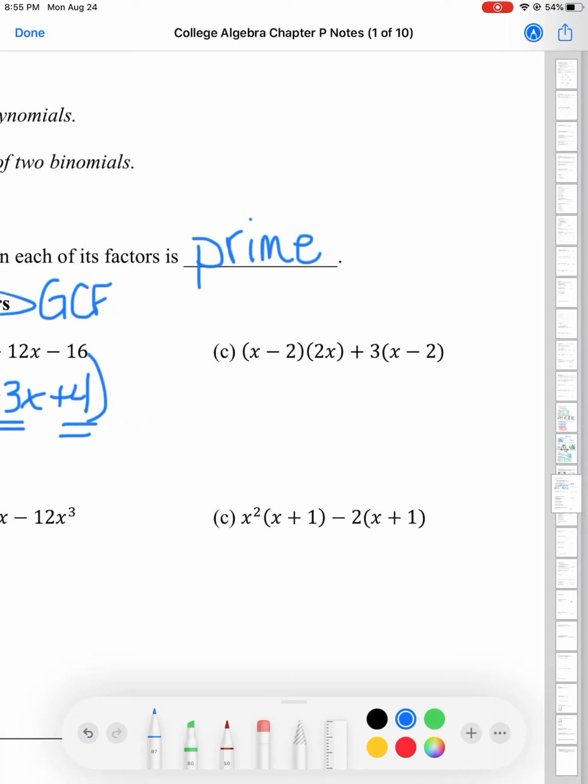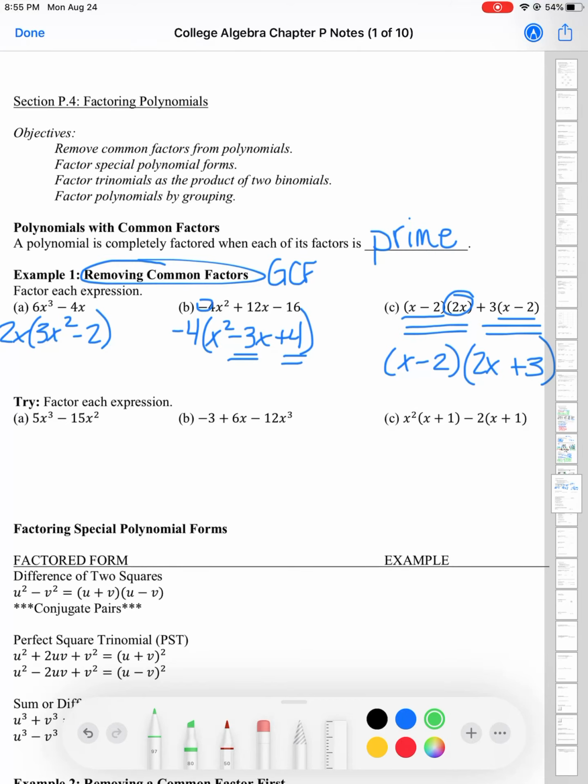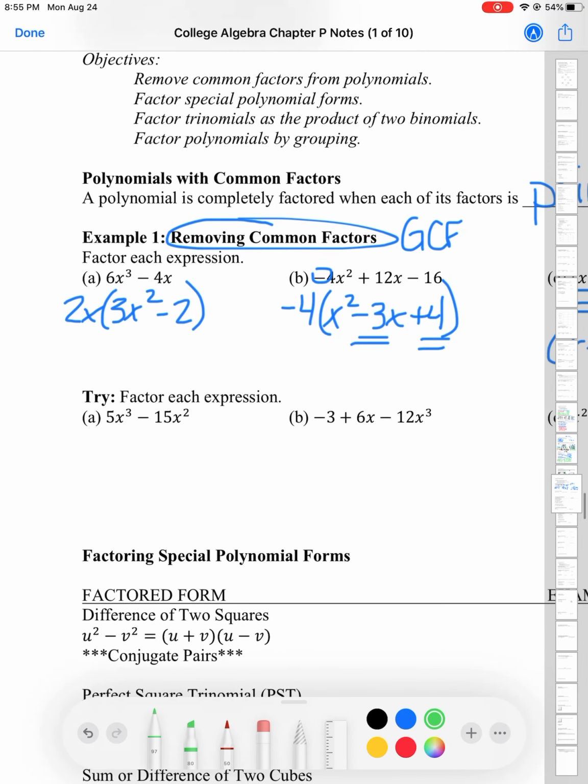And then finally in part C, it's like they've already grouped it for us. So we have an x minus 2 in both terms. This is a term, and this is a term. When we pull out that x minus 2, we're left with a 2x and then plus 3. So go ahead and pause me and try A, B, and C of the next one. I'll go ahead and write the answers so you can check your answers to those.